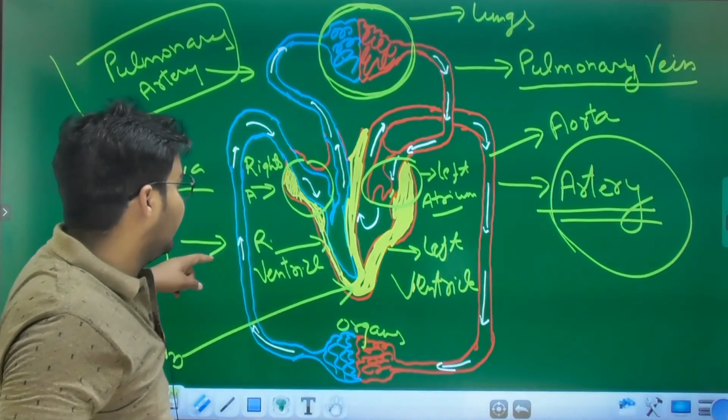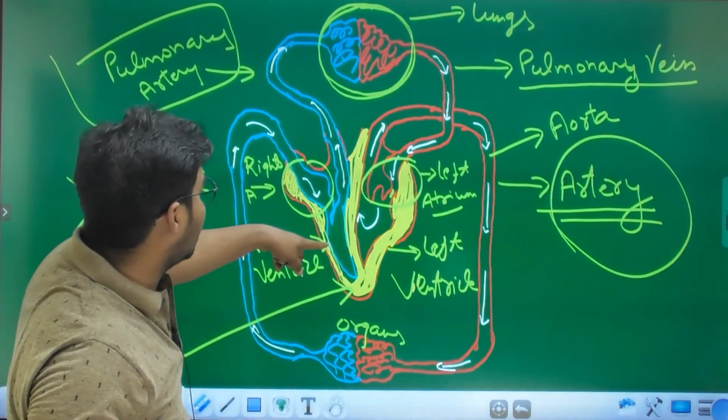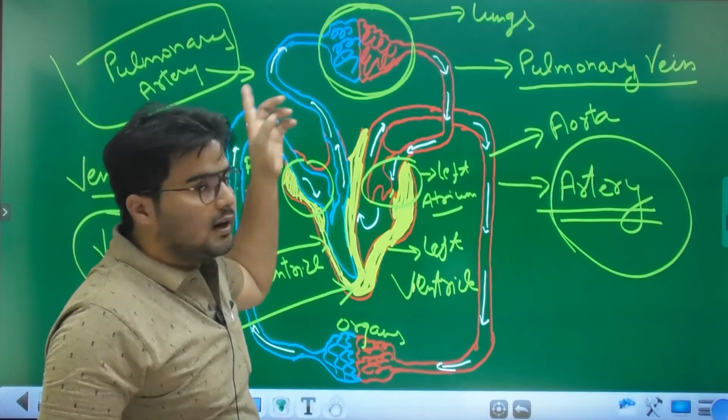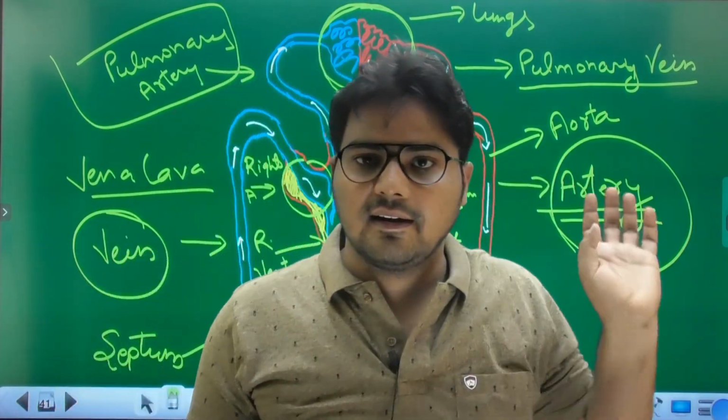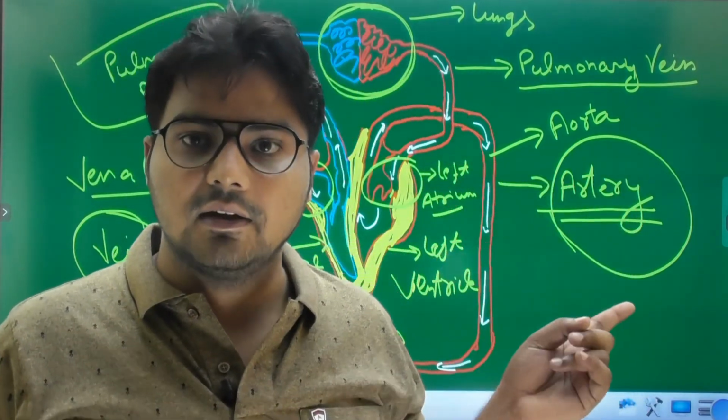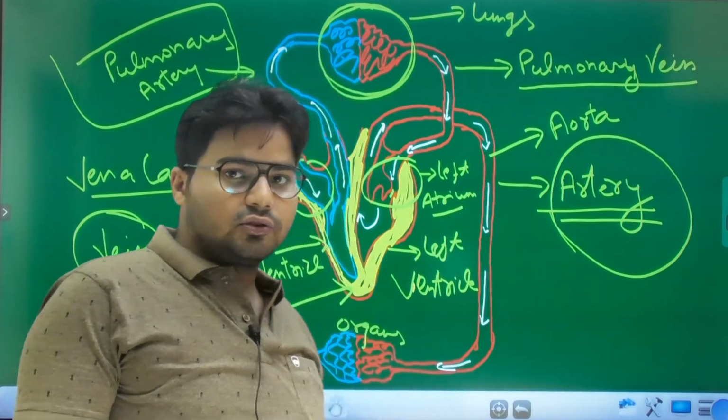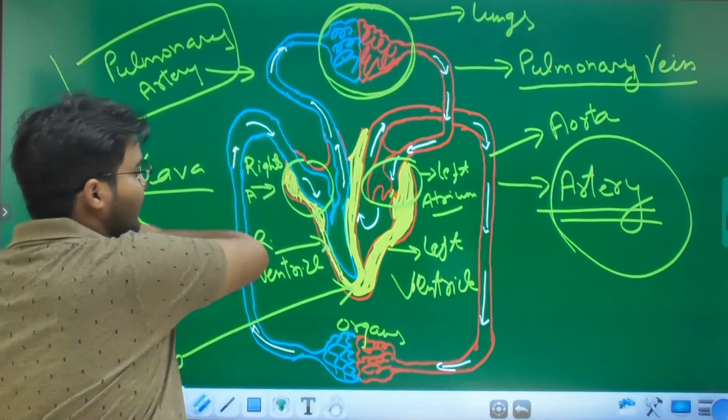Clear? And with the high pressure, the blood goes from right ventricle to the pulmonary artery, and with the help of pulmonary artery, it carries deoxygenated blood from heart to the lungs. So this process repeats again and again.